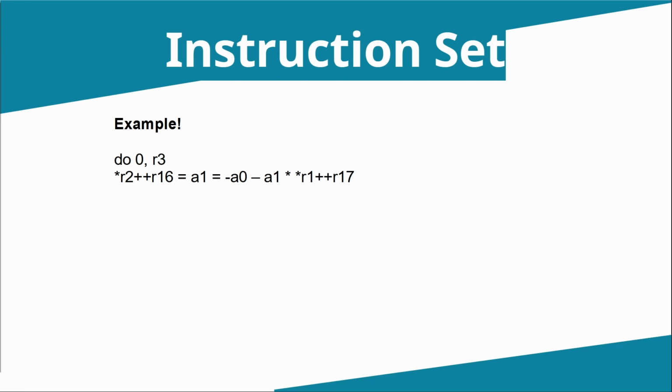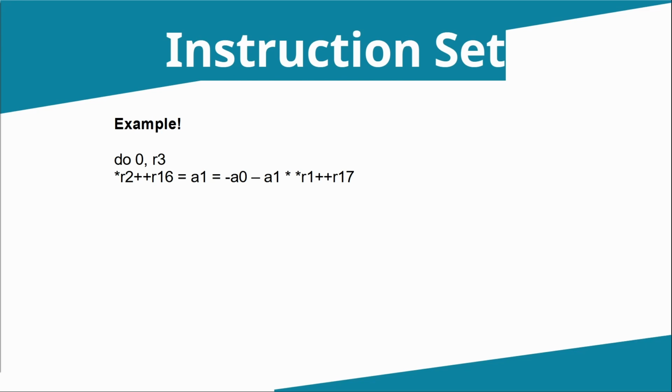I think the place to start might be working from right to left here. So on the far right hand side we have star R1 plus R17. In other words, take the contents of the memory location pointed to by R1, and once you've done that, post increment R1 by whatever R17 is. Once you've determined what the contents of that memory location is, multiply by whatever is in accumulator register A1, and subtract that from the negative of whatever is in accumulator register A0.